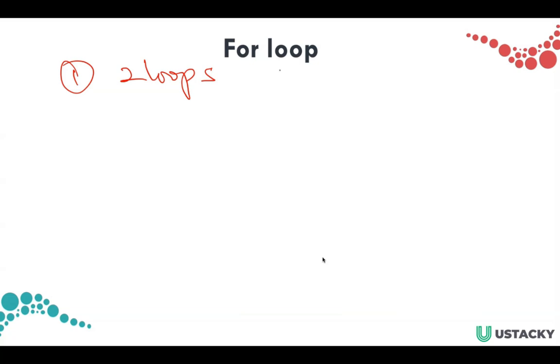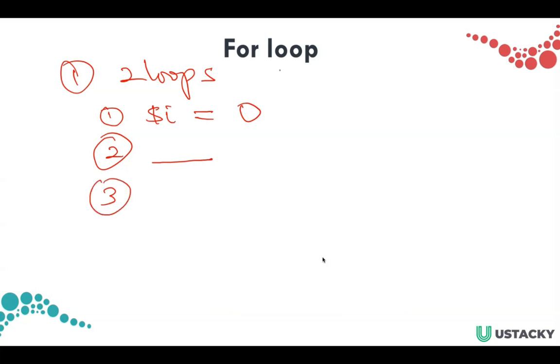So let's write our starting point. Let's assume we are starting with 0. So we have $i equals 0. And this condition is usually very complex, so it should be written last. And also it depends on the increment, so you can't write the value now. You have to write the increment before stating this value. The increment and the starting point must be known before you can determine this value. So you have the increment, assuming you want an increment of 1. So it will be $i equals to $i plus 1.